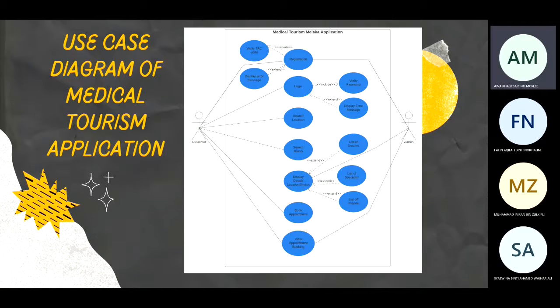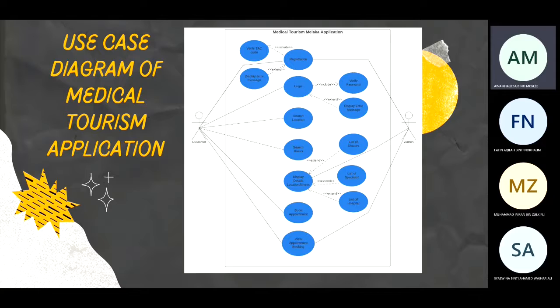This is the use case diagram of the medical tourism application. The medical tourism application has 7 functions, which are registration, login, search location, search illness, display details of location or illness, book appointment, and view appointment booking. There are 2 actors, which are customer and admin.